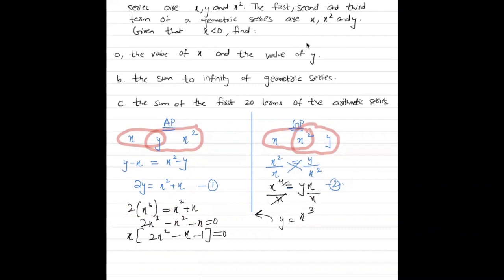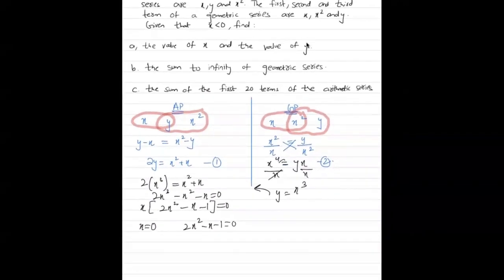Is that correct? Yes. So would you agree that these are the two factors? One value of x is 0 and the other factor is 2x squared minus x minus 1 is 0. Okay, guys, please solve this quadratic equation and give me the two values of x.